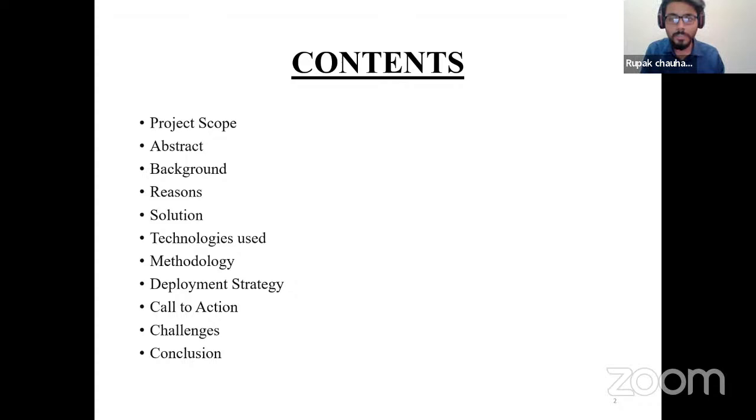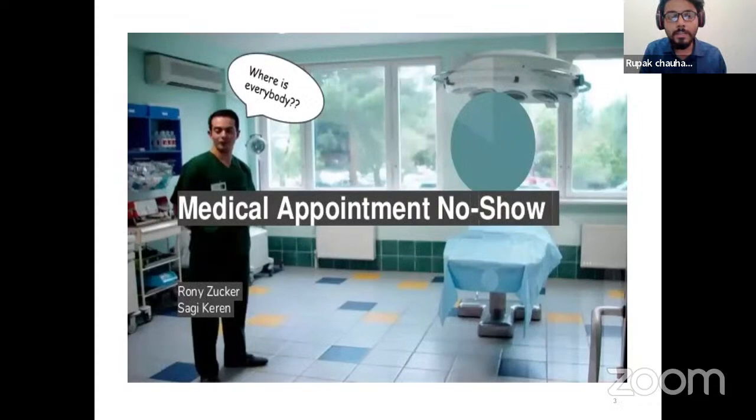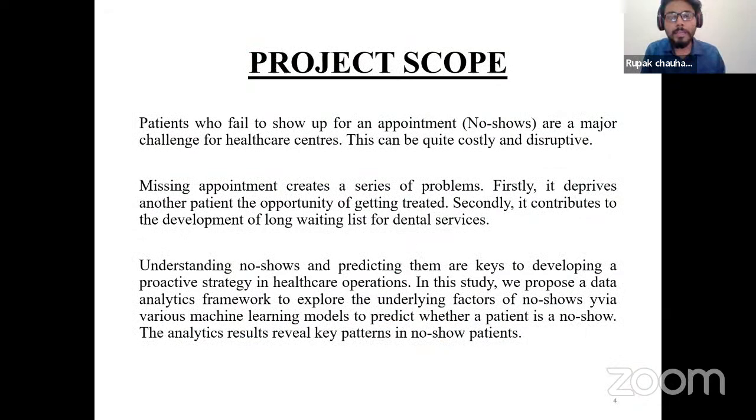So this is the picture showing that if anybody loses his appointment, then there may be a problem for the medical industry. Project scope: if a patient in the medical industry takes an appointment and for any reason he or she is not able to attend at the particular date, it may create a set of problems for the medical industry, because it deprives another patient of the opportunity of getting treated, and secondly, it contributes to the development of a long waiting list for dental services. So understanding no-shows and predicting them are keys to developing proactive strategies in healthcare operations.